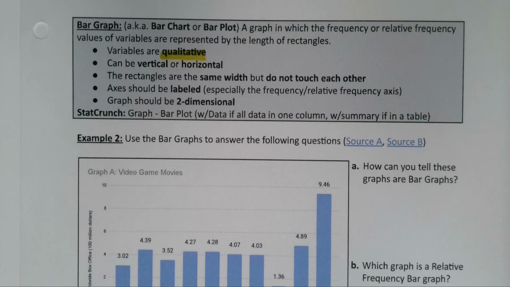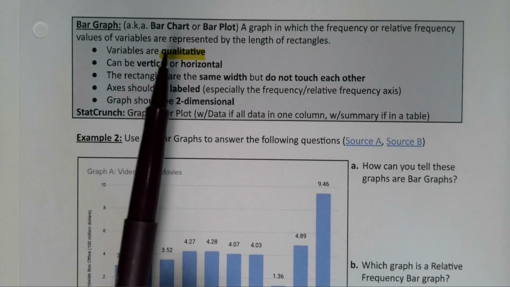We're going to step away from tables for a bit, and we're going to look at some different types of graphs. The first graph we're going to look at is called a bar graph, also known as a bar chart or bar plot. It's a graph in which the frequency or relative frequency values of variables are represented by the lengths of rectangles. And the variables themselves are qualitative.